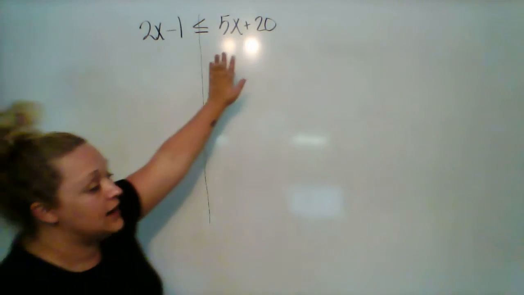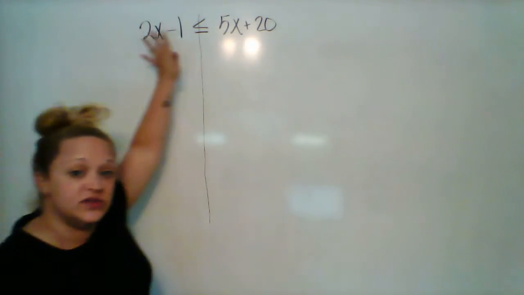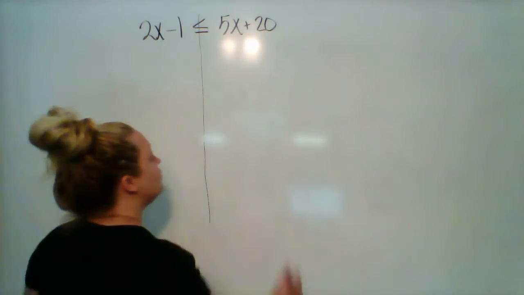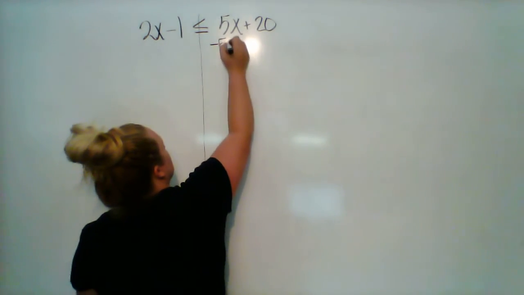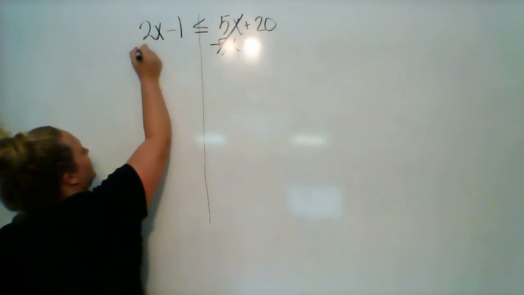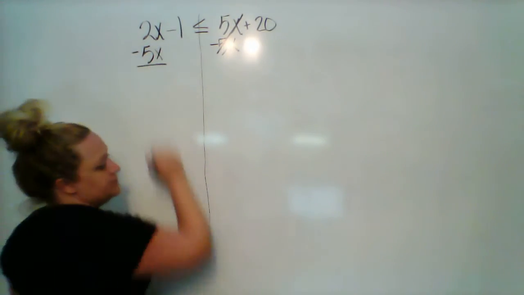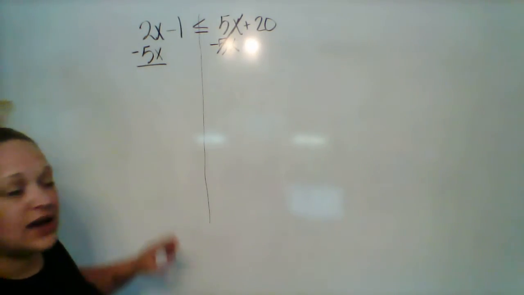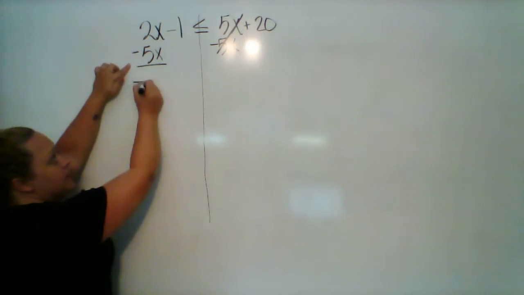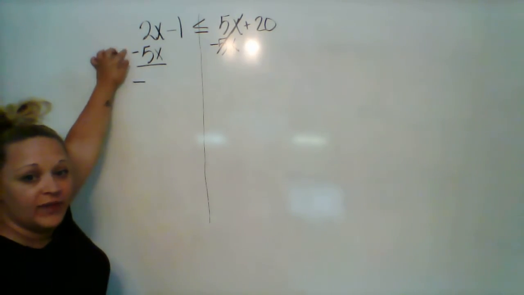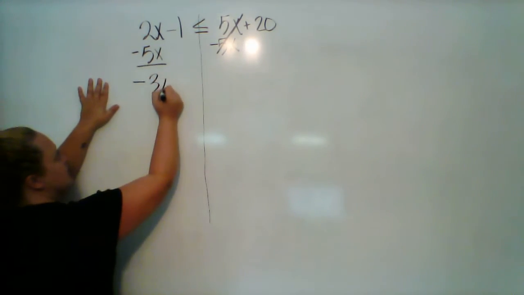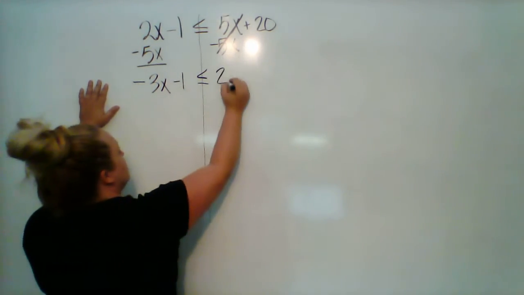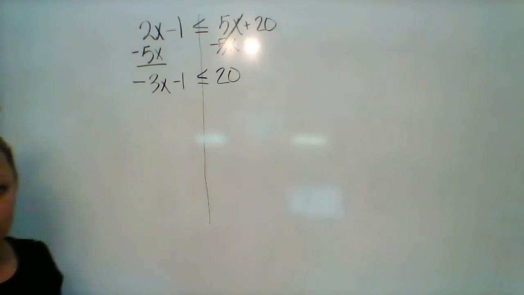So again, I need the variables from the right to move to the left. So how do you get rid of a positive 5x? Well, of course, we subtract a 5x. This side would cancel. We're going to subtract the 5x here. All right, when I have a little number subtracting a big, it's going to automatically be a negative. 5 minus 2 is 3x. -1 comes down. Less than or equal to comes down. 20 comes down. Okay?